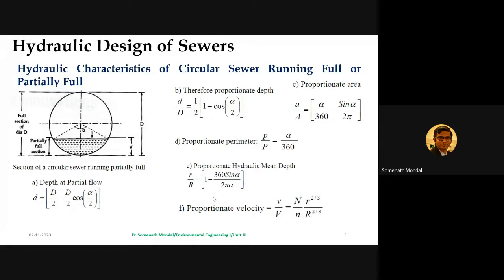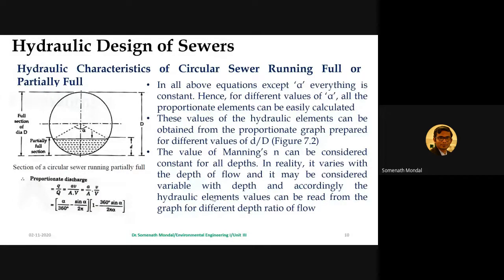I'll derive them again. Now, discharge is the next parameter which we are going to talk about. So to calculate the proportionate discharge, we first understand the discharge for running full condition and partially full condition. So when running full condition, then discharge Q equals capital A into V. So all of you know the expression for capital A, as well as for capital V. On the other hand, for running partially full, it is small q equals small a into small v.